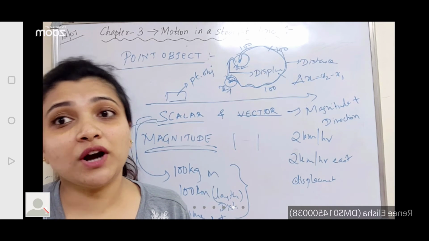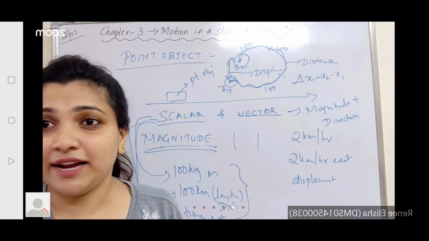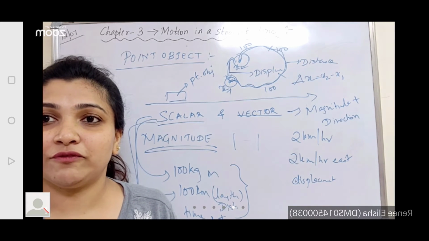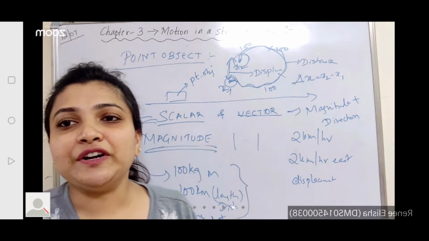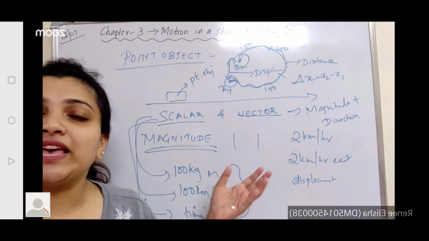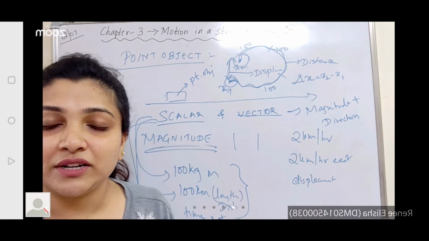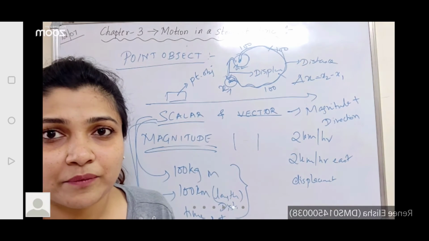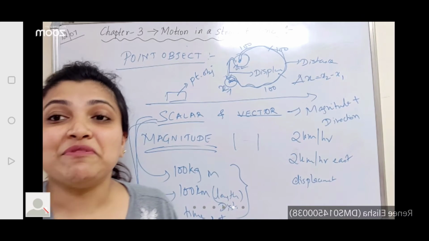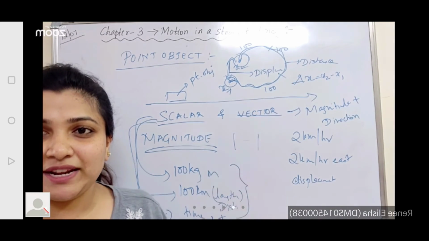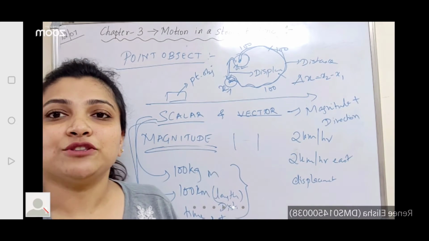Work done. Work done is also a vector quantity, right? Force into area, force by area, right? So all these are different examples of scalar and vector. Velocity, yes. Velocity is also a vector quantity because displacement upon time gives you velocity, right?